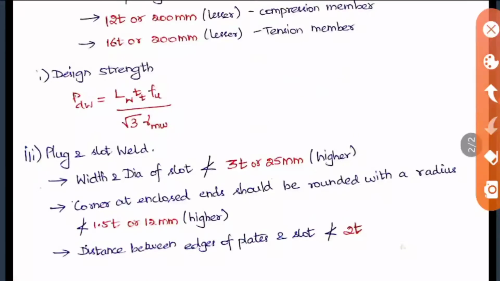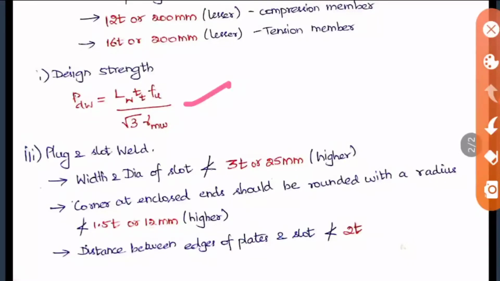So now only we have come to the design part. So the design strength will be equal again, similar to the previous formula, to length into thickness into the effective stress, or the ultimate stress, divided by root 3 into gamma mw. So the root 3 we have seen in the shear strength formula, no? The same thing is only written here as root 3. So that's all with the fillet weld.